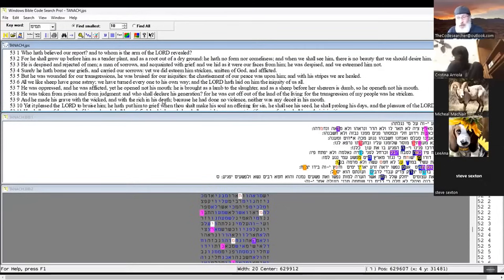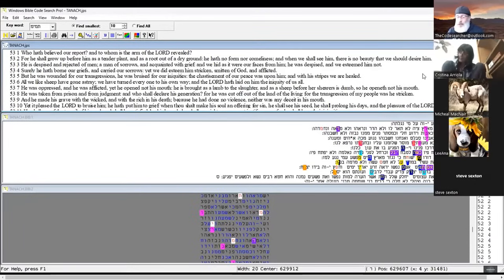That's specific. He took the grave of Joseph of Arimathea, of the rich, right, among the wicked, because he had done no violence, neither was there any deceit in his mouth. Yet it pleased Yah to bruise him, and it hath put him to grief, that thou shalt make his soul an offering for sin, and he shall see his seed, and he shall prolong his days, right?